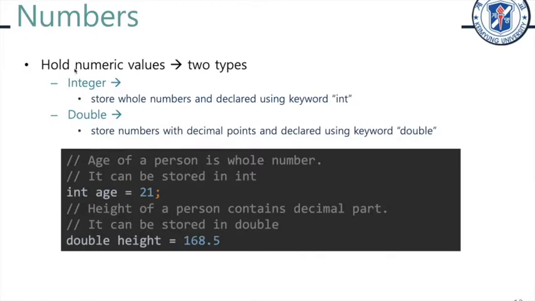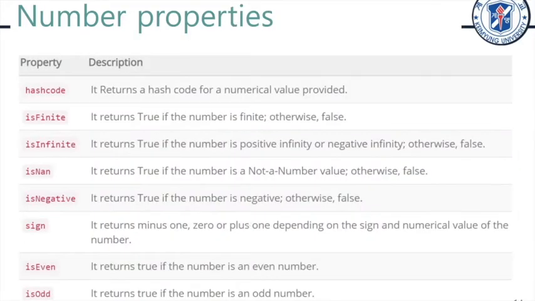and numbers hold numeric values, and mostly in this case we use two types of variables to hold numbers. The first type is integer and the second type is double. As we have already said, numbers can store integers with the keyword int, and doubles store decimal points, and they are declared using double. As you can see, the age of a person is declared using integer, and the height of a person is declared using double.